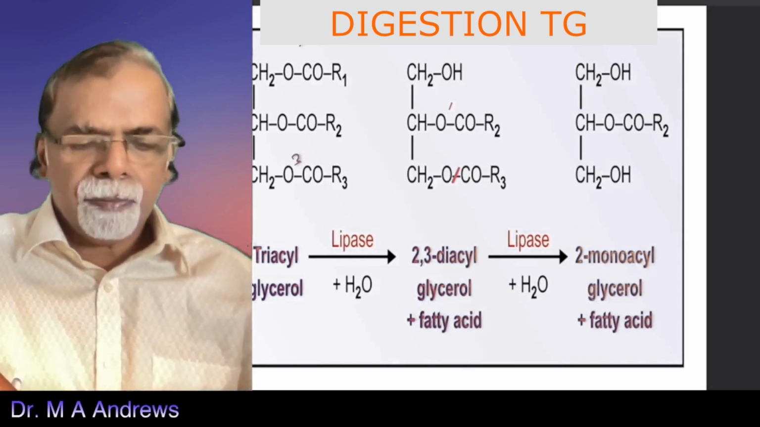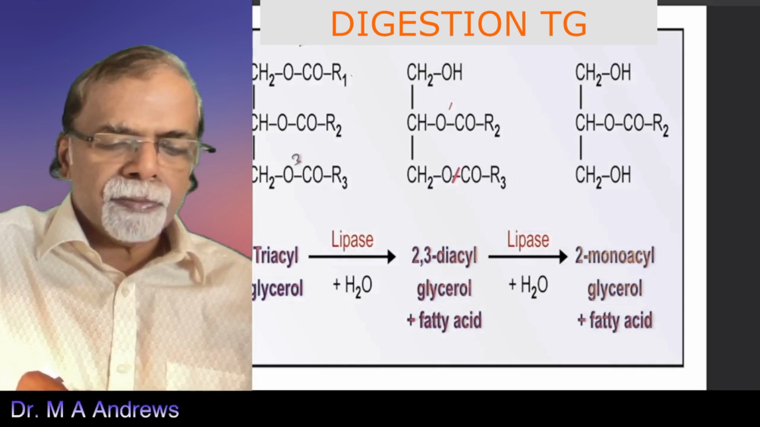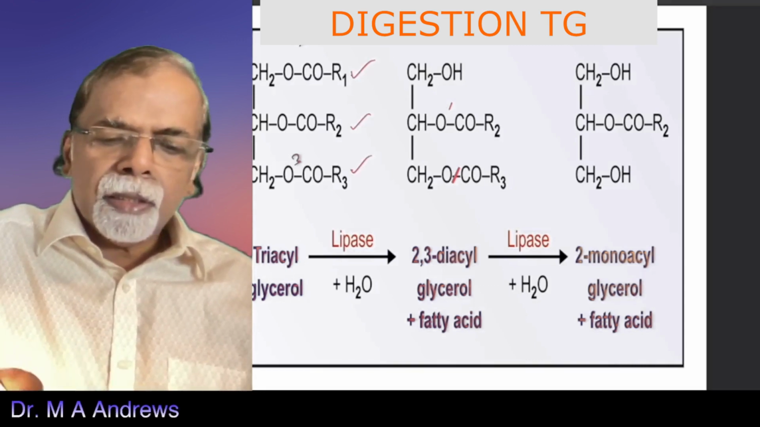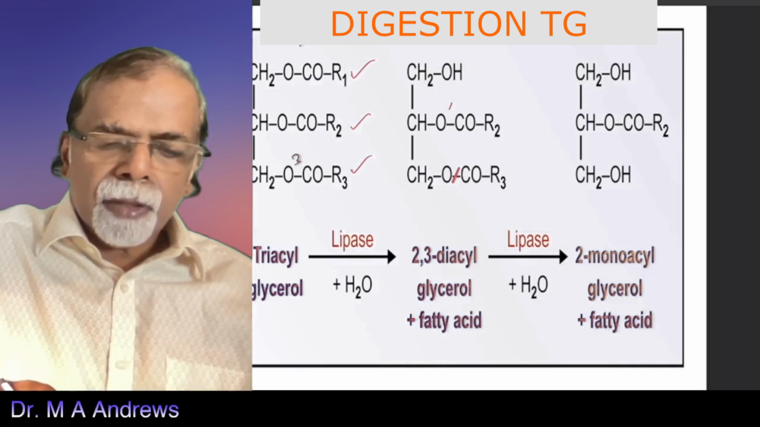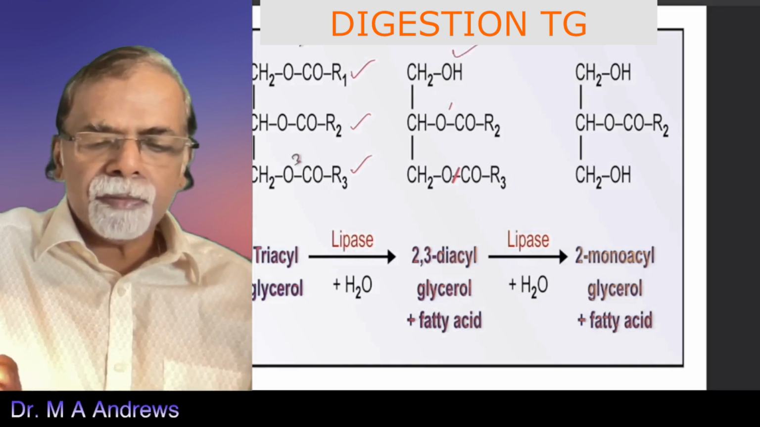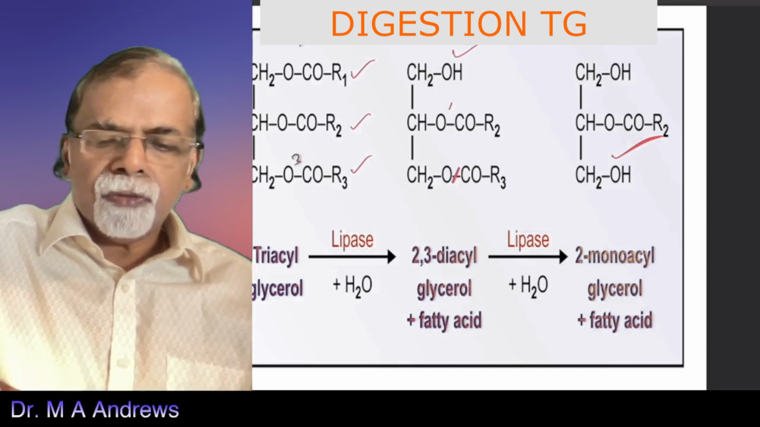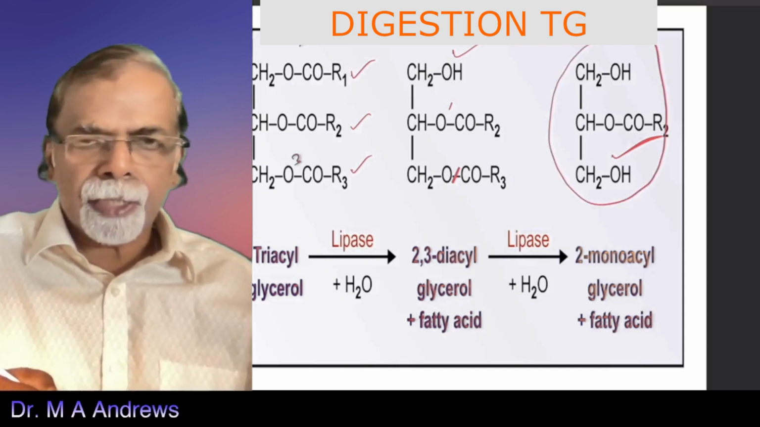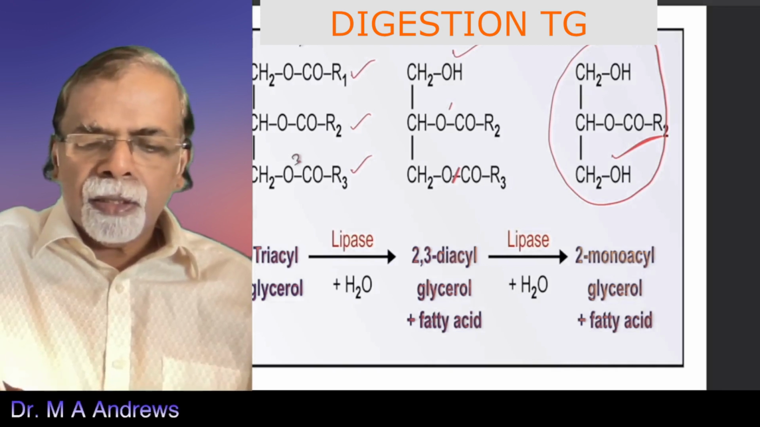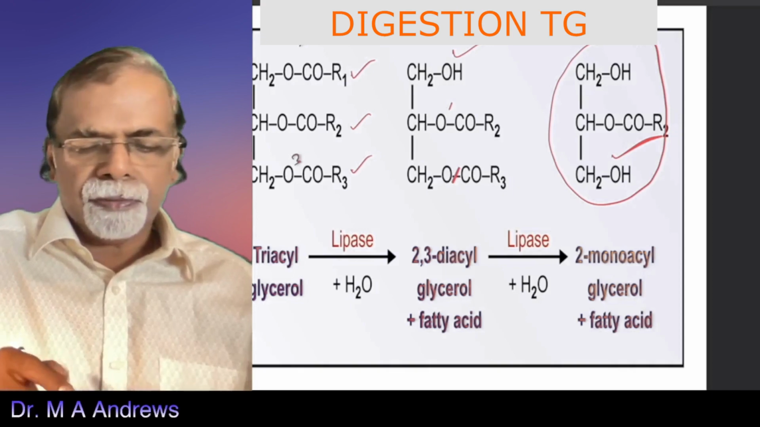So this is a pictorial representation. So this is the triglyceride, first, second and third carbon atom, and hydrolysis occurs in the first carbon atom followed by the third one. So this forms the 2-monoacyl glycerol. Again this can be isomerized, and then we can get the glycerol plus fatty acid.